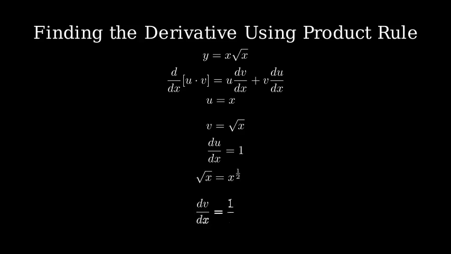For v, we need to use the power rule on the square root. Remember, the square root is the same as x to the 1/2 power. So the derivative of v is 1/2 x to the negative 1/2 power. Now let's substitute these into the product rule formula.